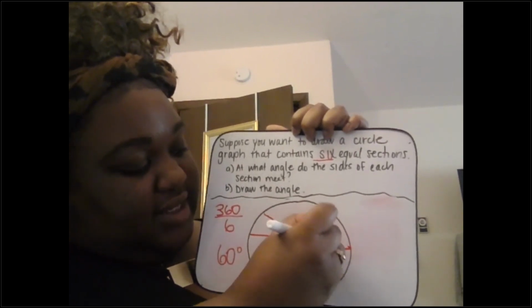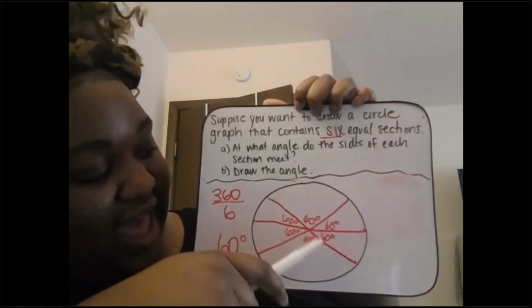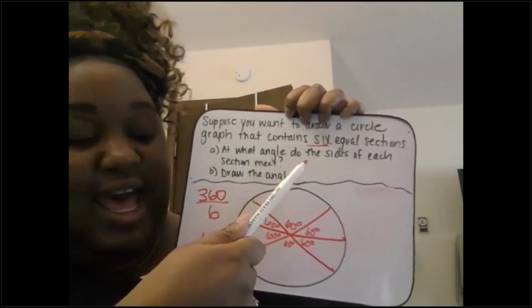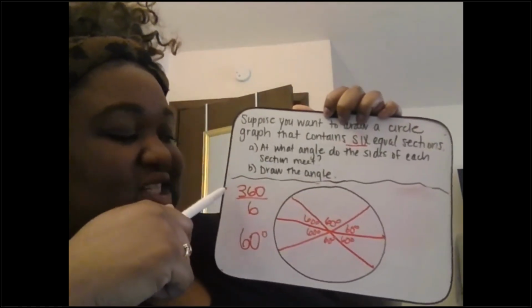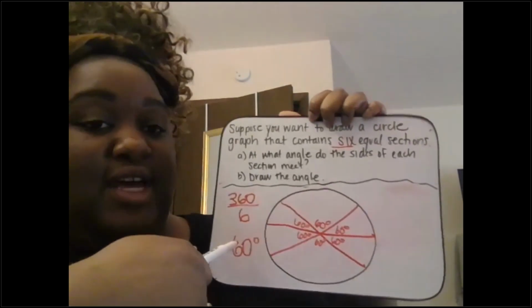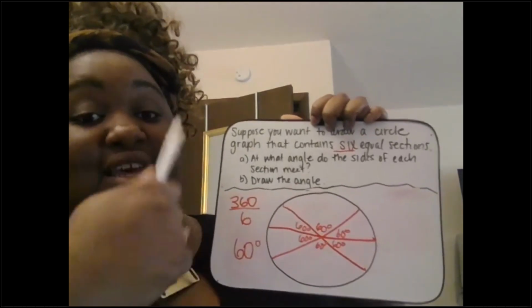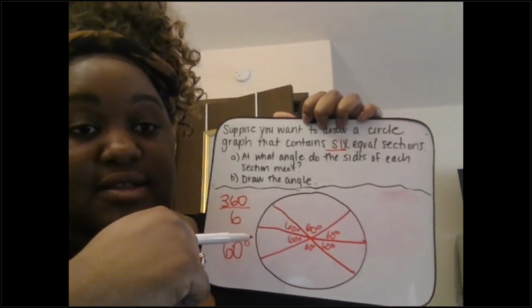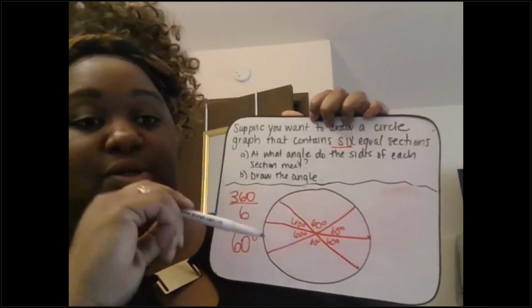And a way to check yourself when doing exercises like this is that if I add 60 six times, which is how many sections I have, or take 60 and multiply it by 6, I should get 360. Whatever exercise you're doing, when you get the final answer and add them all up, they should equal 360. If they don't, you want to go back and check your work. Okay? So that gives an idea of how those angles are measured.